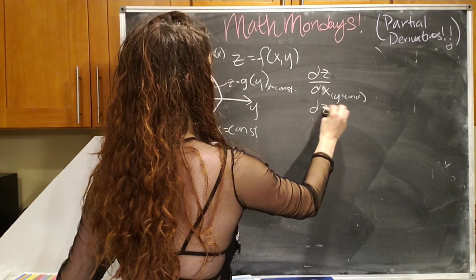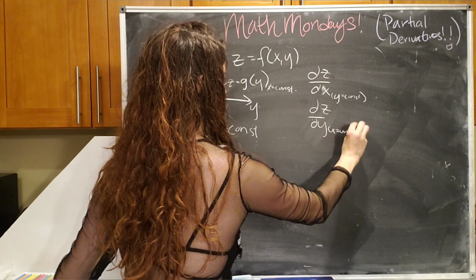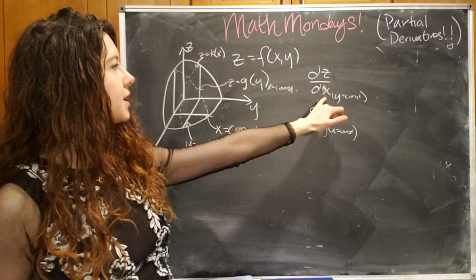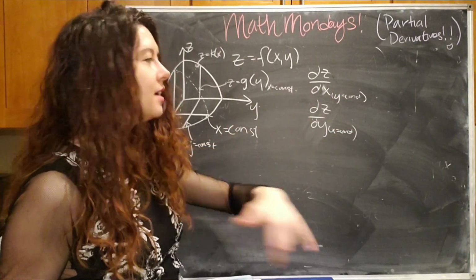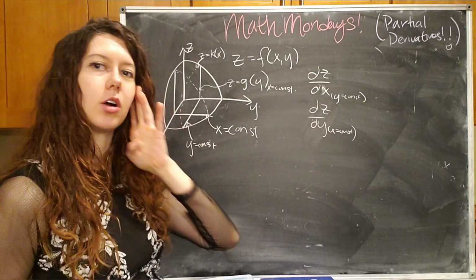And likewise, dz dy, we hold x constant. So then this is the rate of change of z with respect to x, where y is held constant. And this is the rate of change of z with respect to y, where x is held constant.